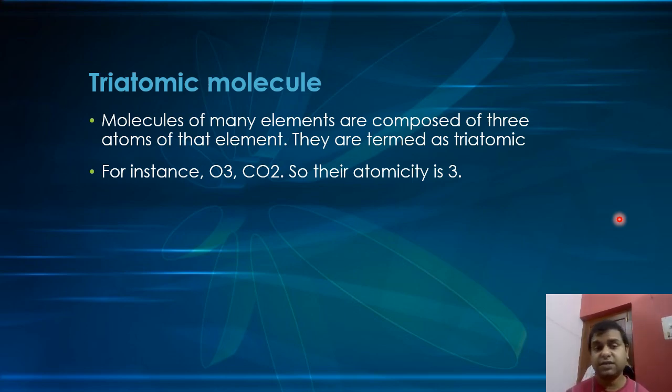So there it is, an O3. It is actually a poisonous gas, but it helps protect the earth from harmful UV radiation of the sun. Then we have CO2, always present together like this. Another one would be H2O, always present as 2 atoms of hydrogen with 1 atom of oxygen. Here it is 1 atom of carbon with 2 atoms of oxygen. Hence the total number of atoms is 3, so their atomicity is 3.